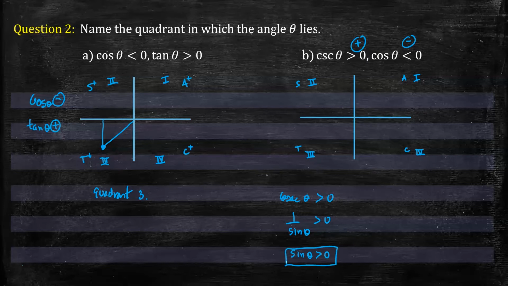And our other information is that cos theta is less than 0, which is negative. So which quadrant are we in? So we need sine theta to be positive and cos theta to be negative. So that could only happen in the second quadrant here. So in this quadrant, sine will be positive, but cos is negative.